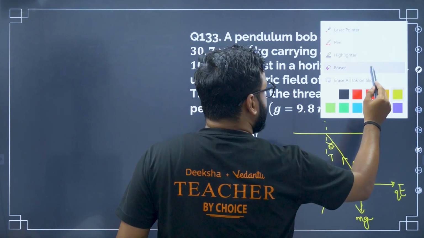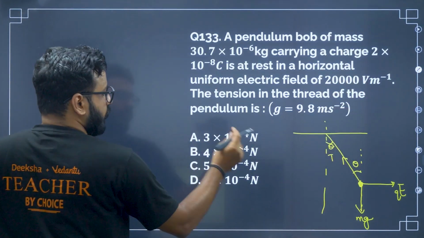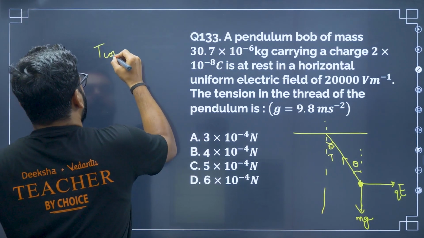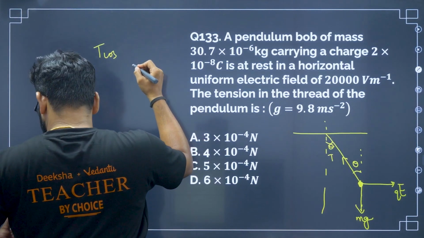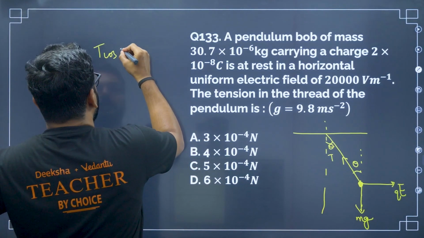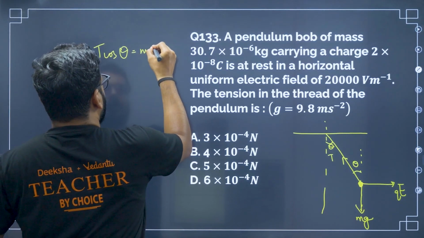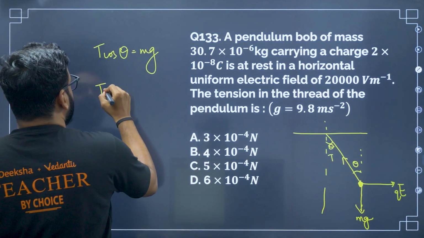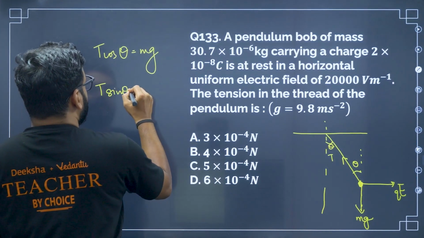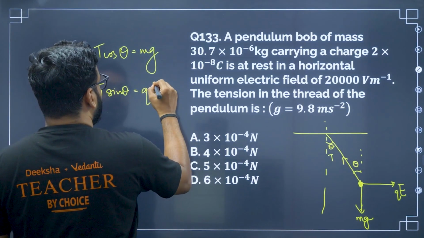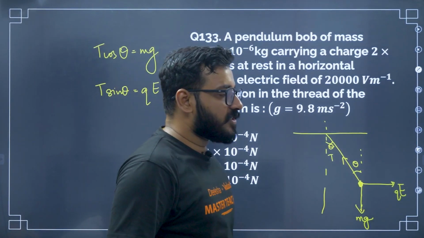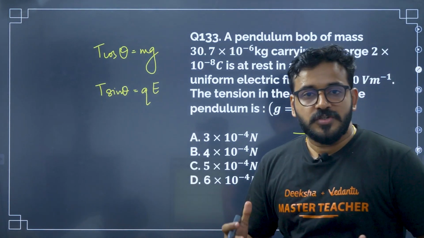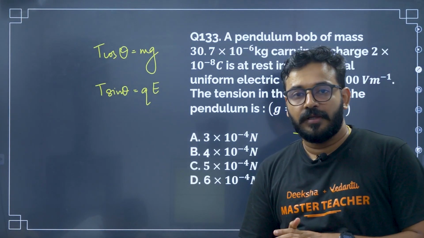we can write that obviously T cos theta is equal to mg, and T sin theta, the perpendicular component, is equal to QE. These are the components which you already know, but the problem here is we don't know theta. Theta is not given in the question. Then how shall we solve it?